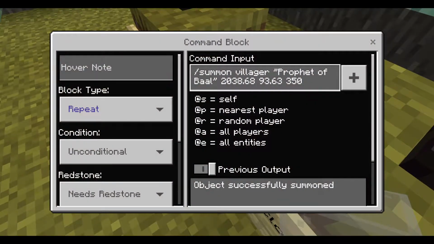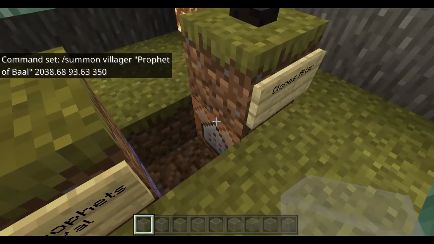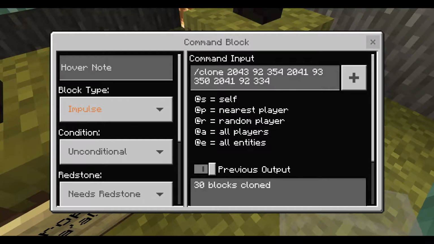And that basically summoned a bunch of them. Whenever a button is clicked, you actually get about 20 prophets that come out for the repeating. That's about how long it lasts. And this one's just a simple clone from one place to another.